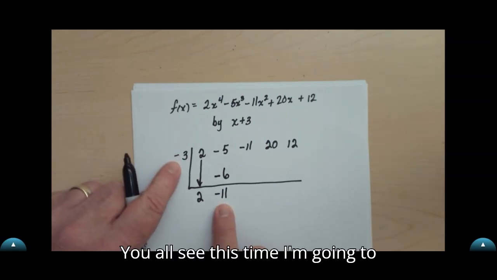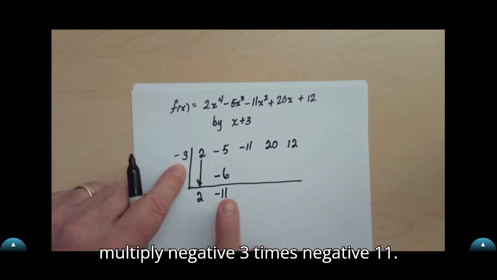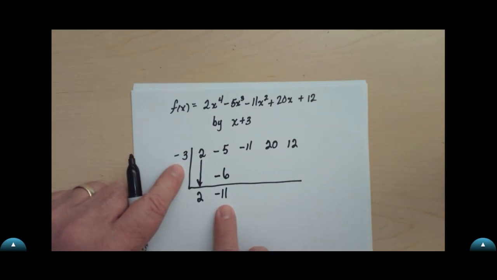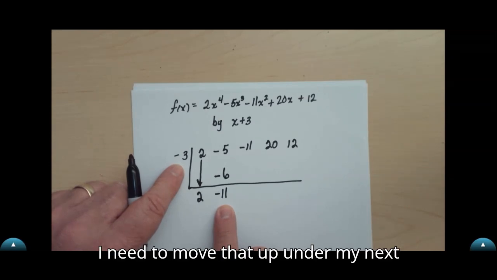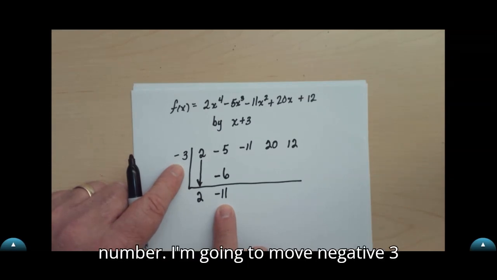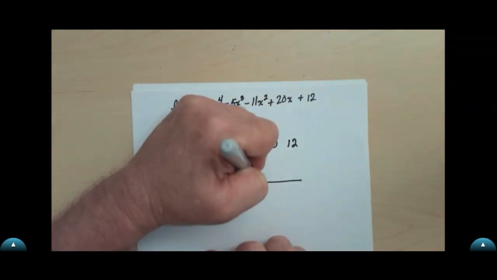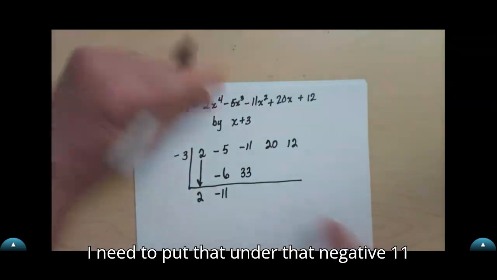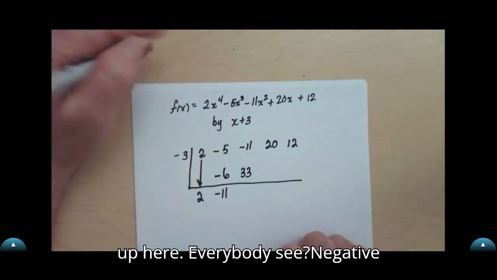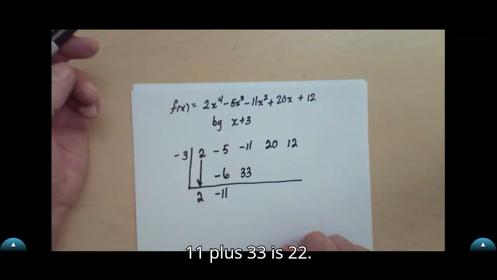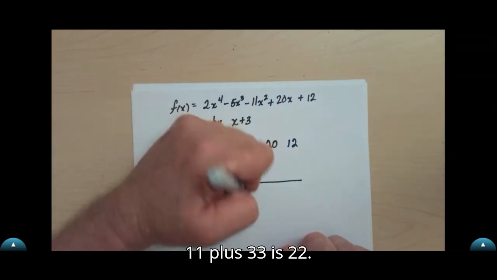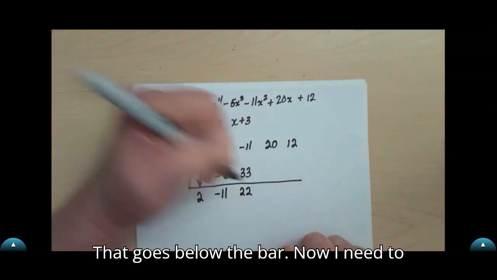Okay. Now we're going again. Do y'all see this time? I'm going to multiply -3 times -11. That is positive 33. I need to move that up under my next number. I need to put that under that -11 up here. Everybody see? -11 plus 33 is 22. That goes below the bar.